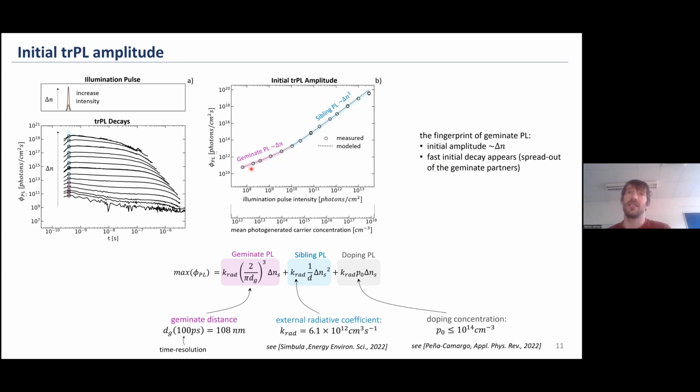So geminate carriers have not only the linear dependence, but also a very fast initial decay. And you basically see this here in the transients. At the same time where this injection dependence becomes linear, a very fast component shows up here. And this is basically the fingerprint of this geminate PL. I also indicate for the other parts of these transients which of these PL types dominates there.